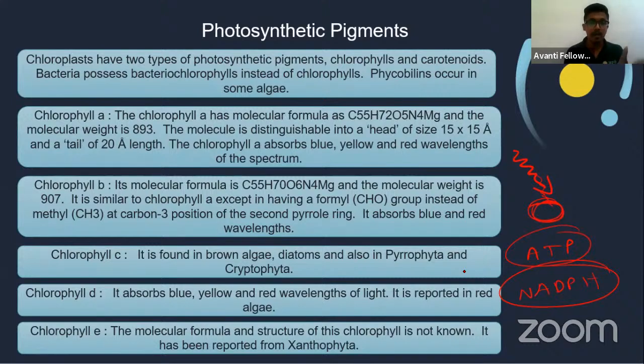Okay. So what is their job? Their job is simple. They take the light, they split the water, and they use all the raw materials. By the end, their role is to produce two important components. One is ATP, the other one is called NADPH. As simple as that.